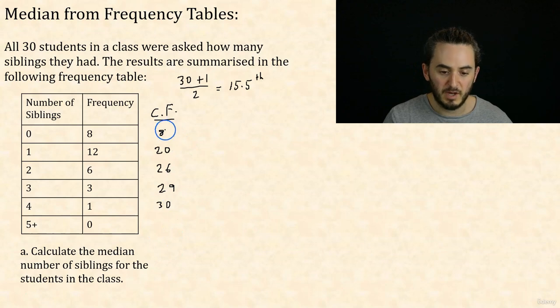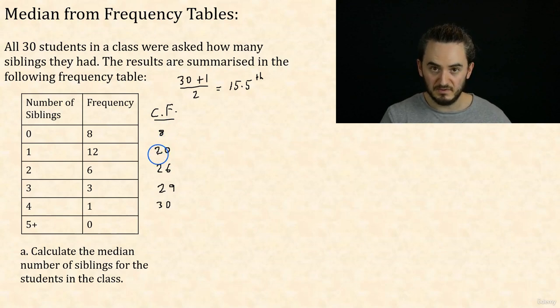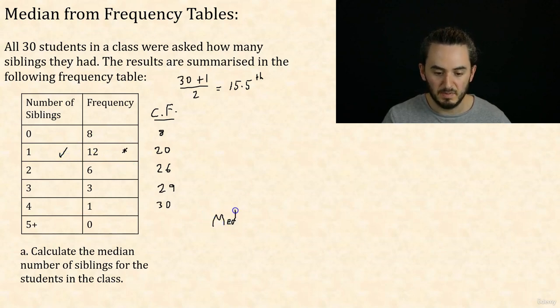And I can see when I pass over 15.5. In my first group, I only had 8, so I wasn't yet at 15.5. I had the first, second, third, fourth, fifth, sixth, seventh, and 8th student. Now, the next group takes me all the way up to the 20th student. So if I've gone all the way up to the 20th student in my second group, I must have passed over the 15th and the 16th students in the second group. So my median child must be in this group here, so they must have 1 sibling. That means the median number of siblings is 1.